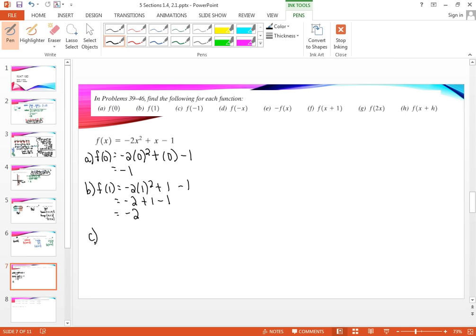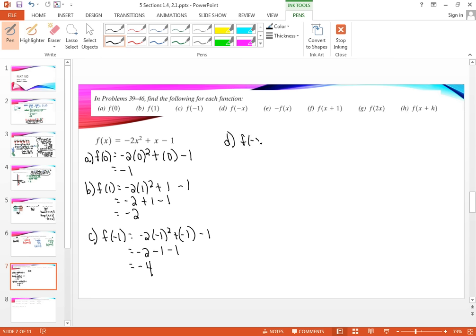You make sure you understand the notation so that when you see f of negative 1, you know what I'm asking you to do. You know that I'm saying, hey, x is negative 1. Go up there in that function, and everywhere there's an x, write negative 1. And then you clean it up. So negative 1 squared is 1. 1 times negative 2 is negative 2. Plus a negative 1 minus 1. So negative 2 minus 1 minus 1, that's negative 4.